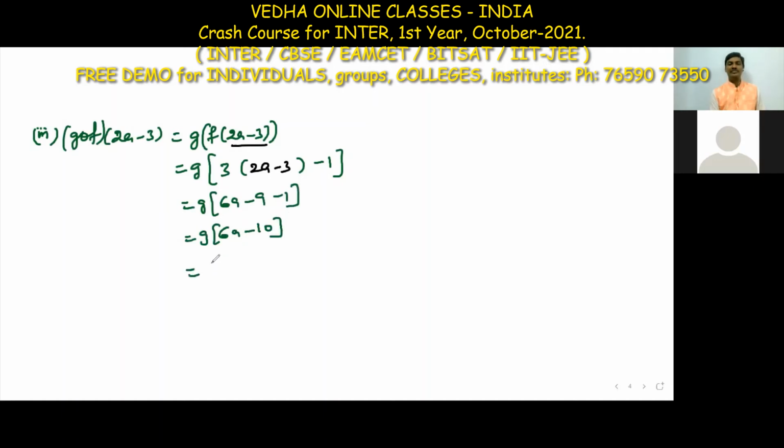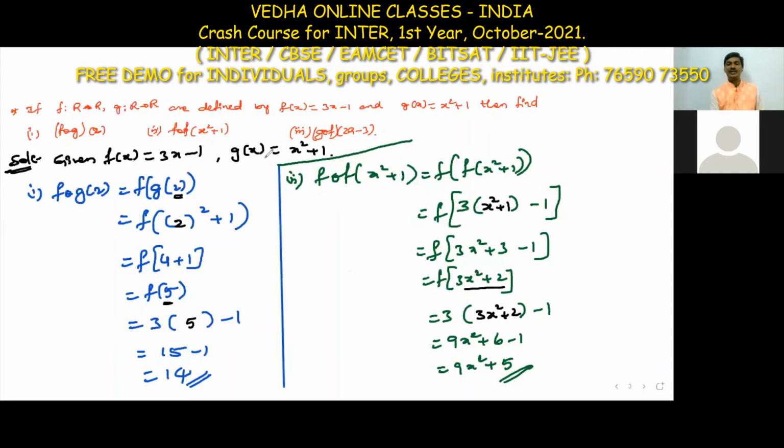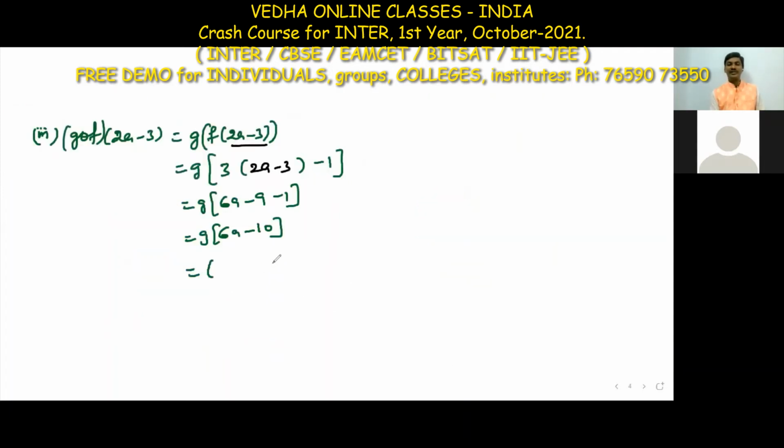Now we are going to substitute this in place of x in the g of x function. What is the g of x function? Check this, x square plus 1. g of x is x square plus 1. What is x here? x is nothing but 6a minus 10, so (6a minus 10) whole square. Substitute the (a minus b) whole square formula.